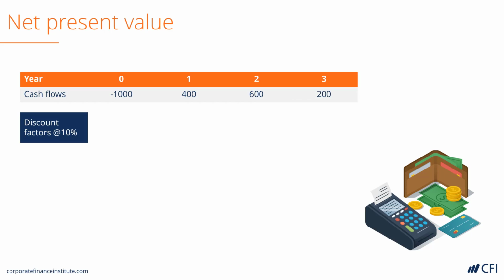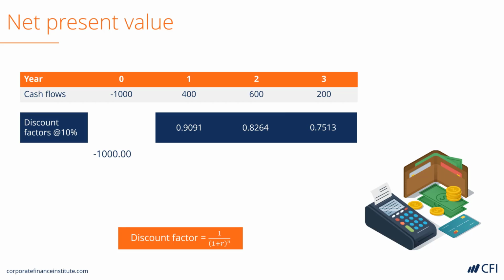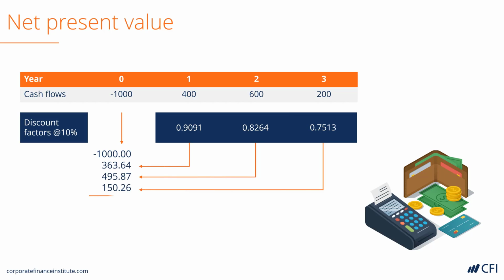The net present value, or NPV methodology, sums the present value of the initial investment, which is minus $1,000 as it is cash we are spending, and the present values of all the future cash flows. We can see the calculation of the year 2 discount factor, that is, 1 divided by 1 plus the discount rate of 10%, all to the power of 2. To get the NPV, we add all the present values together.